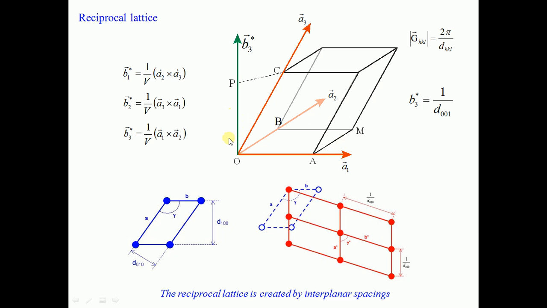So when we define B1, B2 and B3 and form another lattice out of these new vectors, then a reciprocal lattice is formed because B3 is magnitude-wise proportional to 1 upon d001, for example. So the radius vectors of the reciprocal lattice are reciprocals of the interplanar spacing, and therefore the name reciprocal lattice. And we know diffraction occurs in the reciprocal space. Keep in mind.